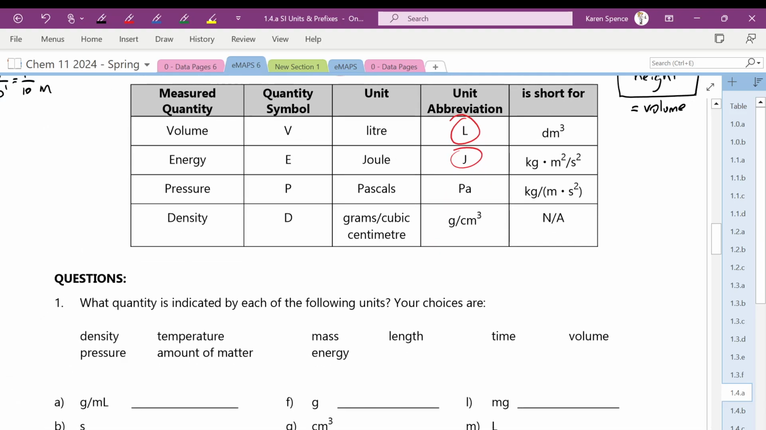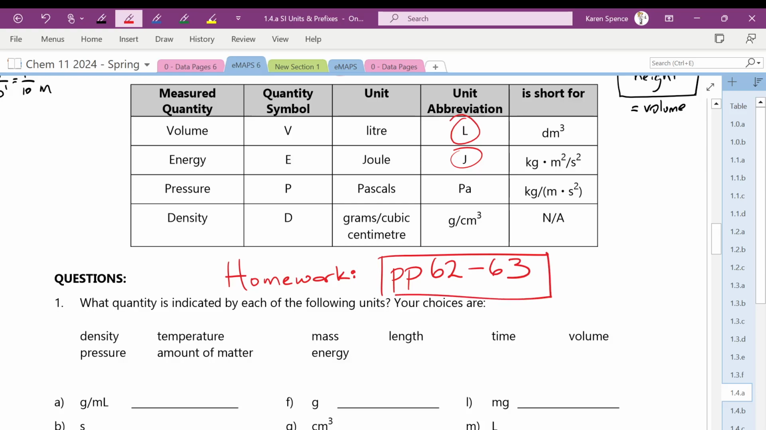Now your homework, which we'll let you start on now. Homework is going to be pages 62 to 63. Okay. And also pages 35 through 37.